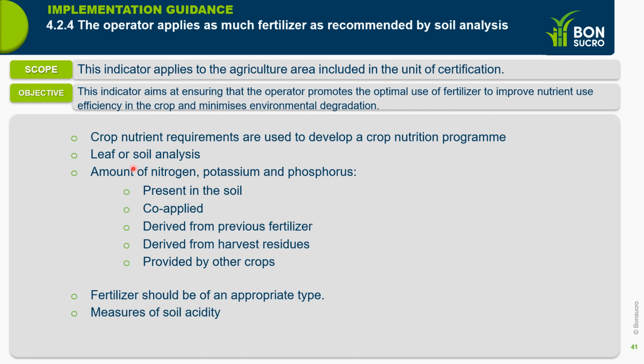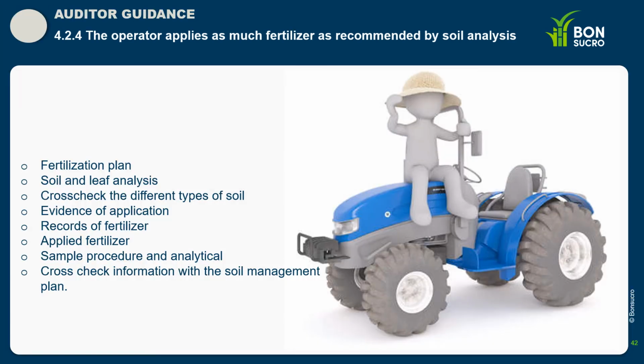So consider the amount of nitrogen, potassium, and phosphorus present in the soil, co-applied, derived from previous fertilizers, and derived from harvest residues provided by other crops. And of course, there should be an appropriate type and measure of soil acidity. From the auditing point of view, I need to have the fertilization plan, to be sure that the person who made that plan is an agronomist who has the authority to make that recommendation.